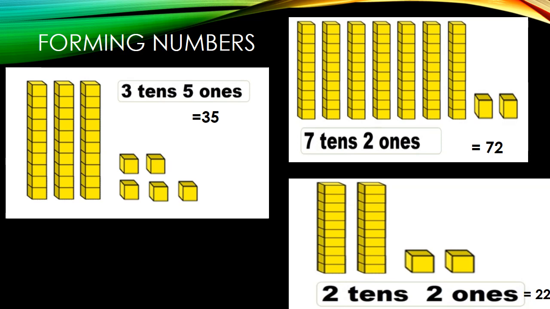In the third example, there are 2 blocks of tens and 2 blocks of ones. This makes the number 2 tens and 2 ones. This is read as 22.